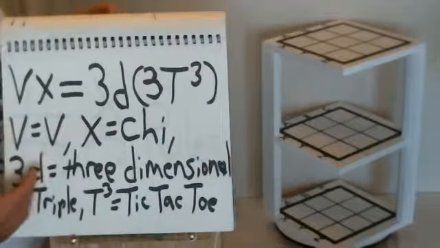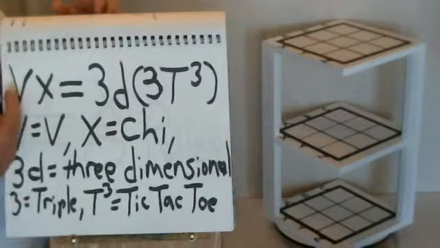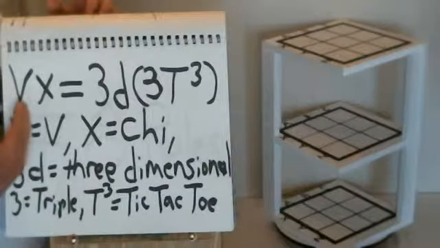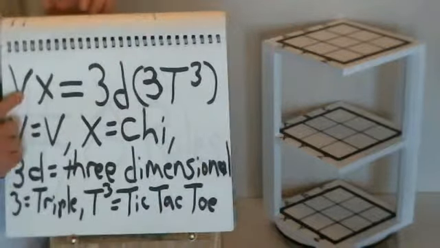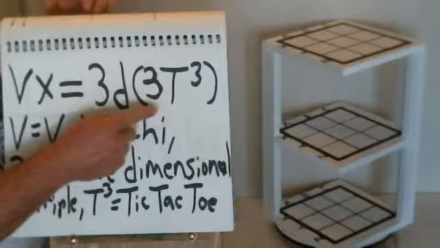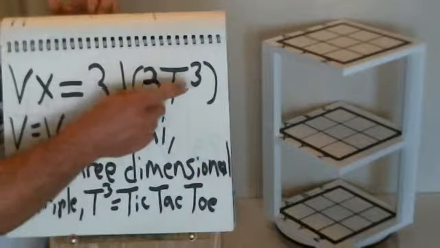Vici, as we saw on our shirts, this was the equation that we came up with. It looks like some kind of difficult math, but you're going to see that it's false math. It's actually kind of a joke. The equation says Vx equals 3d times 3t cubed.